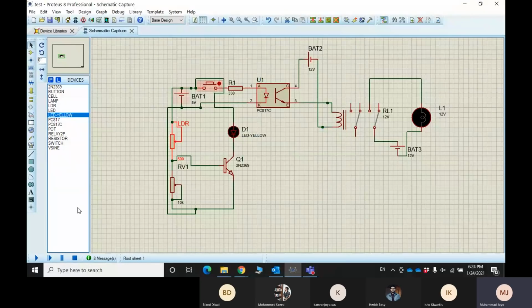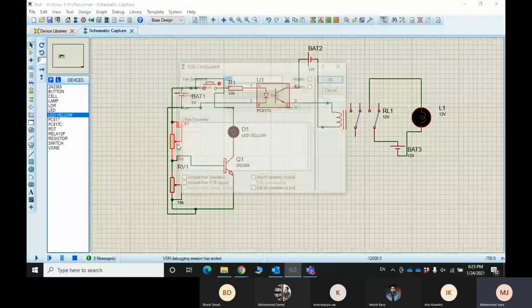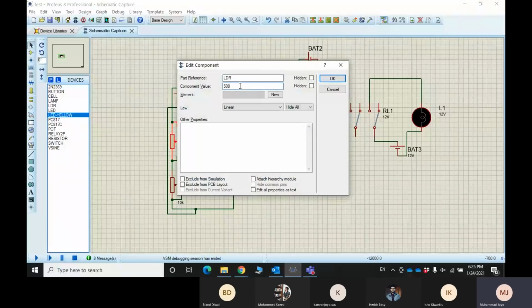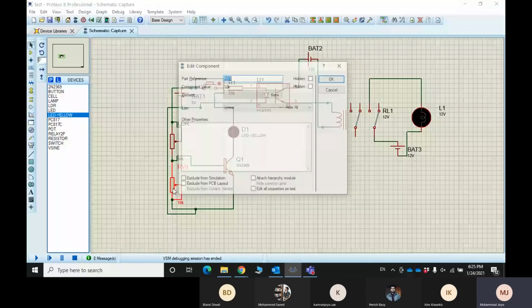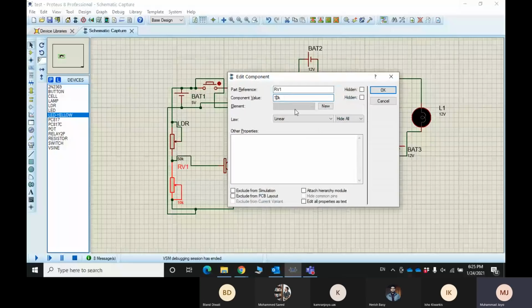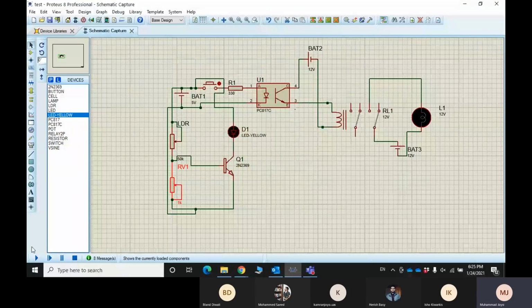See, when I changed the resistance value to 500 ohms, the LED at the output turned on. Okay, let me change it back to 50K and see the result. Now you can see the LED is dimmed, right? So what I can do over here, in order to turn it totally off, maybe decrease this resistance. Now you can see the LED is completely turned off.